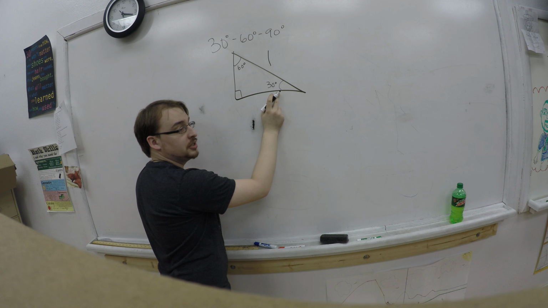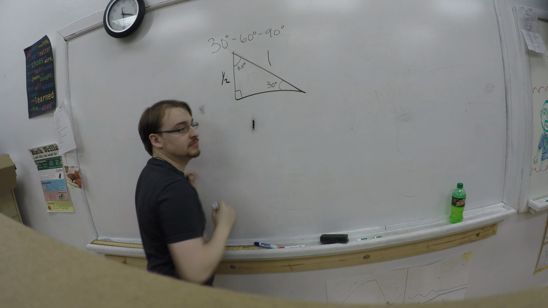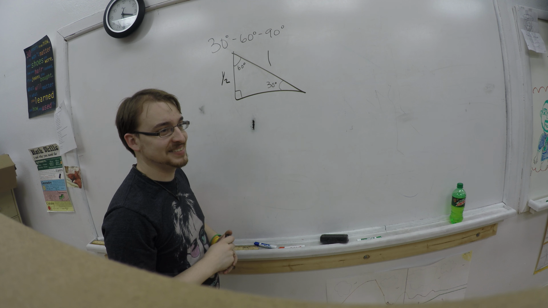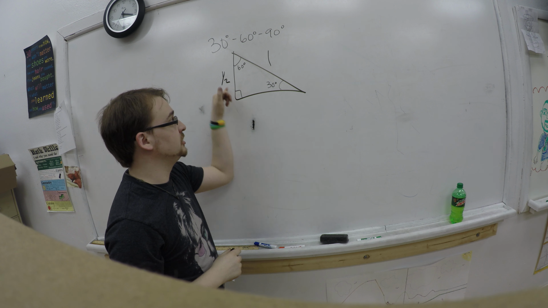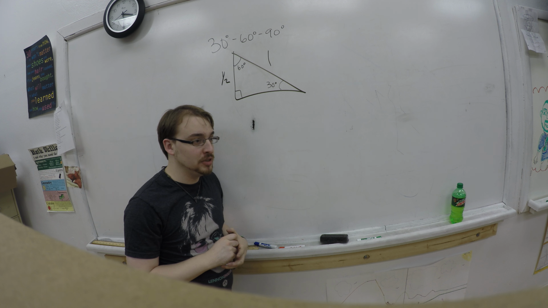The opposite of 30 degrees when the hypotenuse is 1 is half. When the hypotenuse is 1, the opposite of 30 is a half. Do we have that memorized? No. That's the only one you need to memorize.